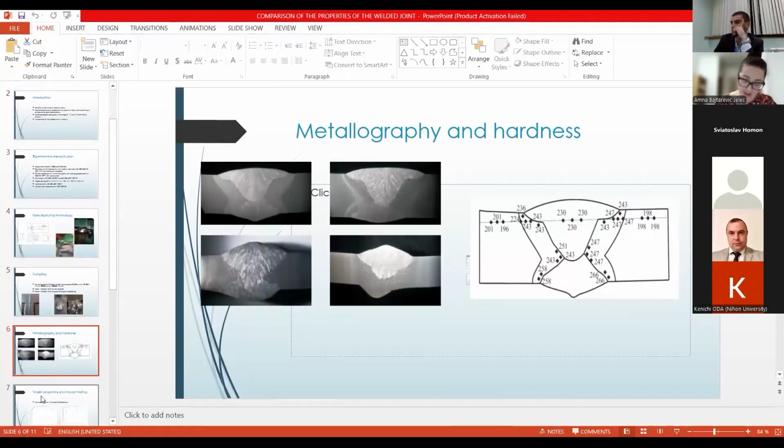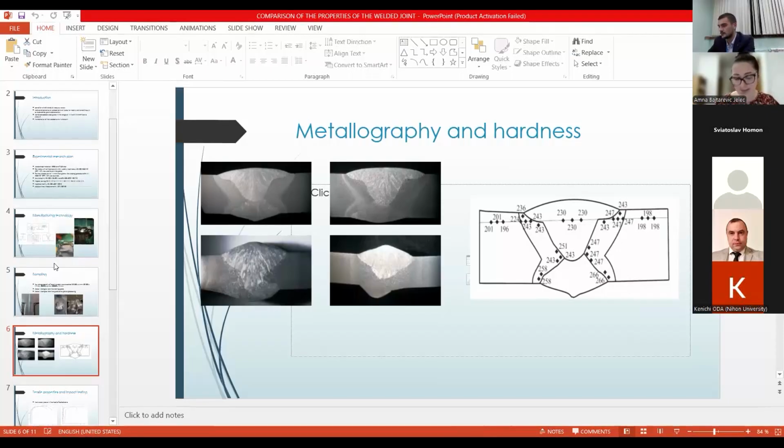Macrostructure examinations were conducted according to the adequate standard that is presented in our paper. No porosity, cracks, or inclusions were observed in the macrostructure. Macrostructure images are presented here for steel P460 in the left figures, and the other steel, S235, in the right figures. Upper figures present a steel sheet of 15 millimeters and lower of 3 millimeters.